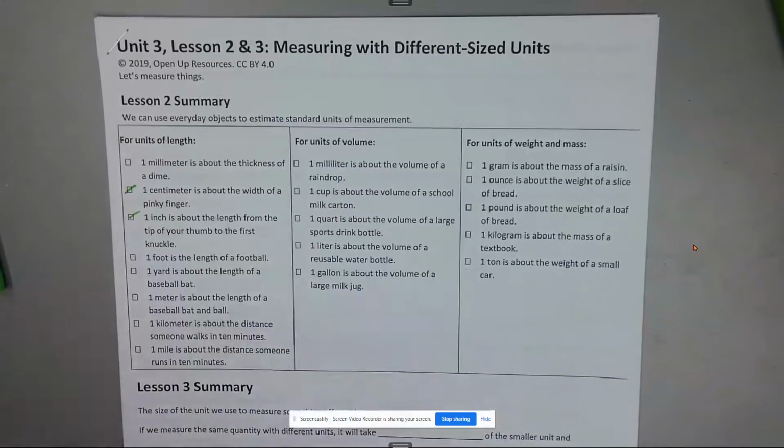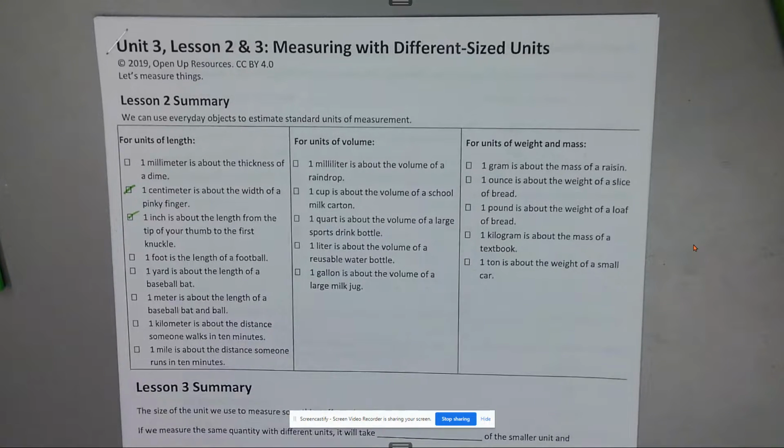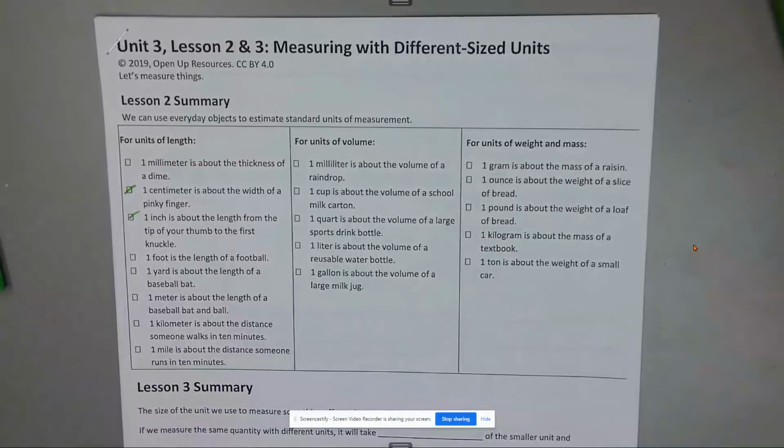Okay, so first, part one of Unit 3 video notes. Unit 3 is going to continue what we already have learned about ratios and use some of that information with measuring and units. This first little summary is giving us some ideas to help us estimate measurement of units.